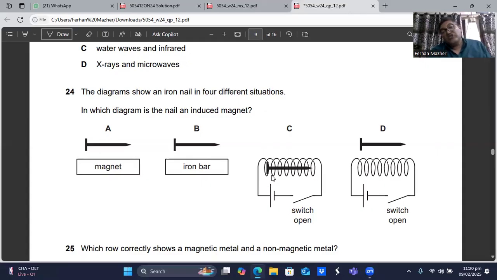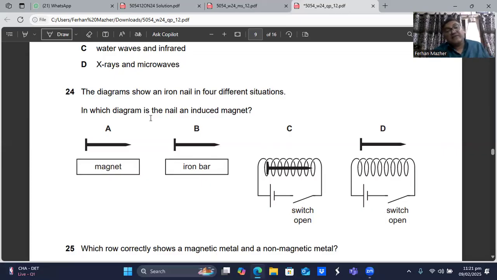In this situation, because you have not closed this switch, the switch is open, so the DC current is not passing through this coil, so this nail will not behave like a magnet. The coil is not an electromagnet because the switch is open. So this iron nail will not behave like a magnet.